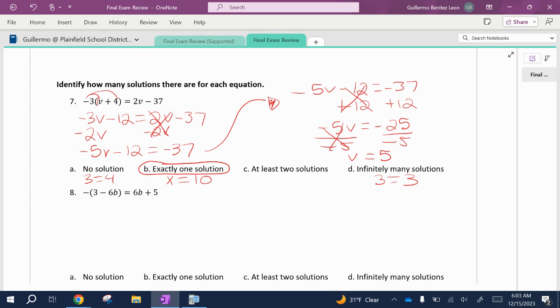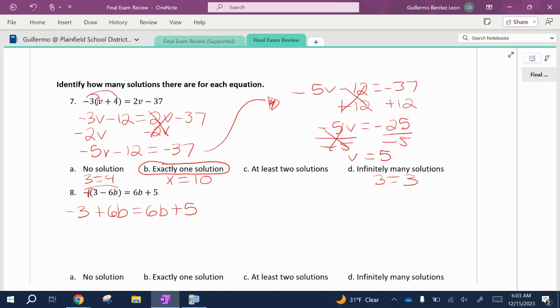Number 8, there is a negative in front of the parentheses. Technically, there's a -1 if I put the 1 there. So that means I have to get rid of the parentheses by distributing. -1 times +3 is -3. -1 times -6 is +6. So 6b, bring down the right side. Again, there's nothing for me to combine on the left, and there's nothing for me to combine on the right.